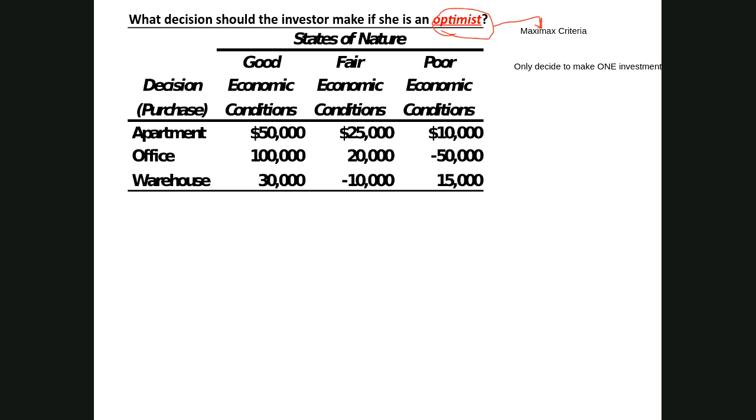Hopefully you can realize that if you are an optimist, you believe the best possible thing is going to happen. In that case, you're going to make the decision that takes the best of the best outcomes. Clearly the best thing that can happen is a profit of $100,000. So if you believe the best is going to happen, your decision is to invest in the office, and you'll return $100,000.